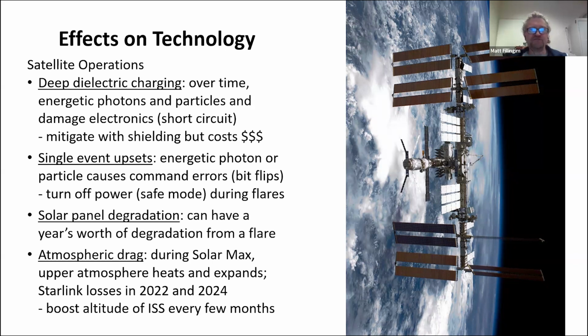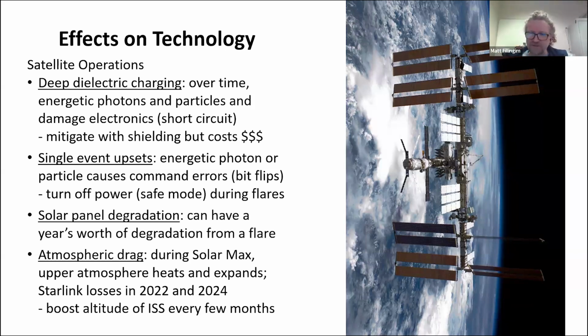We can also have what we call single event upsets. So this is a one-off thing that happens. It doesn't take many years, but just all of a sudden. Again, you can have an energetic photon or particle that basically hits the electronics just right, and if the little computers on there are reading numbers or spitting out numbers, it can change what that number is. We call it a bit flip.